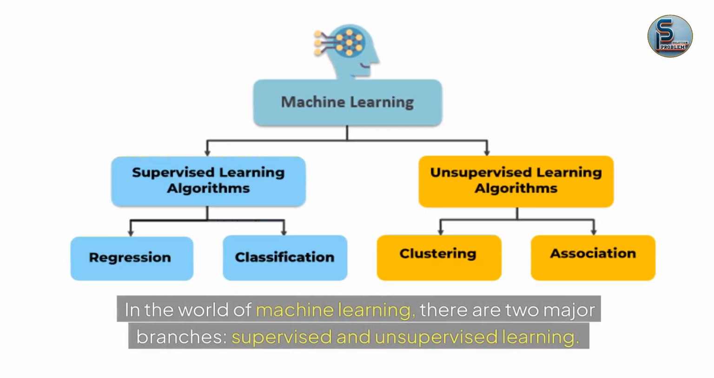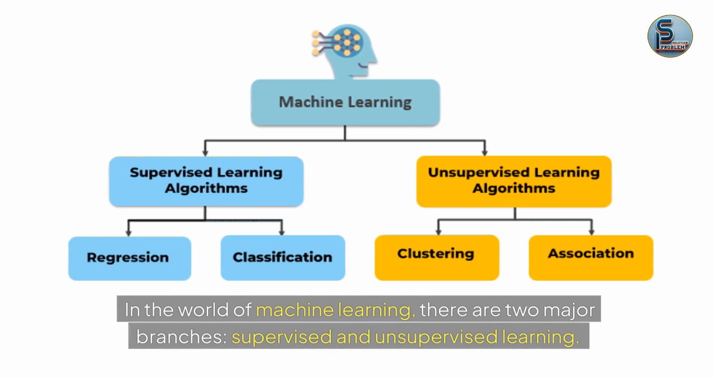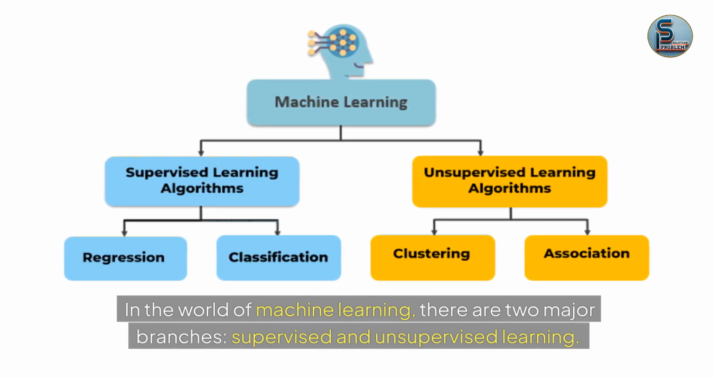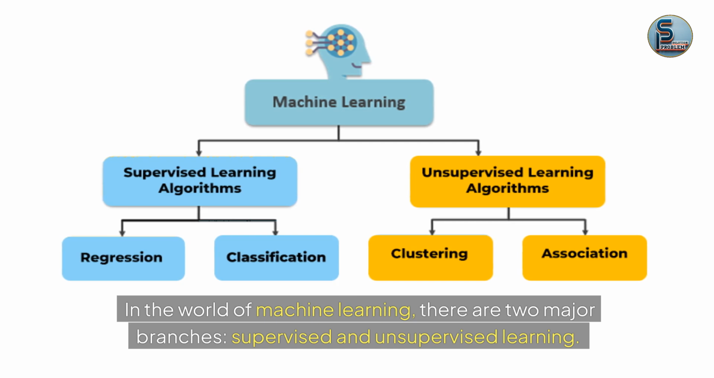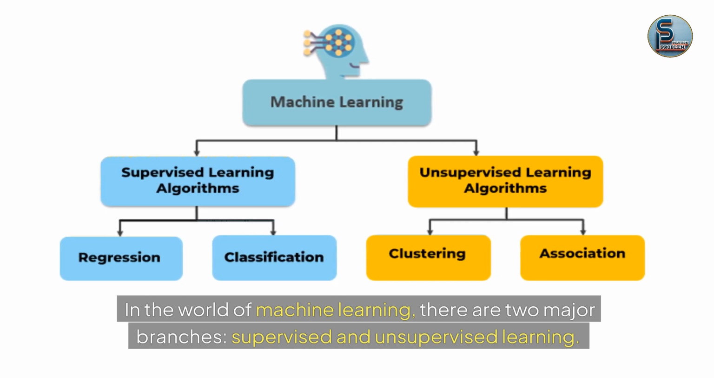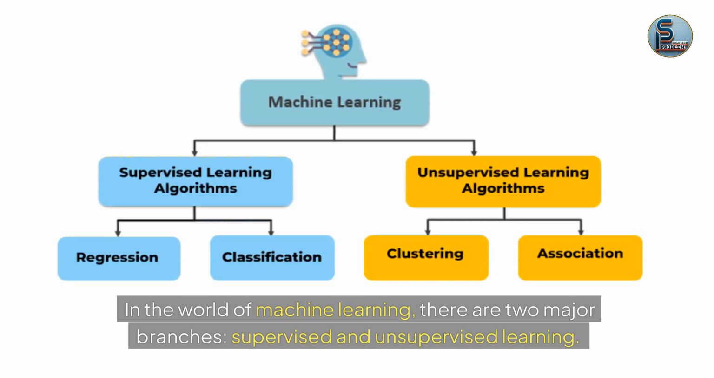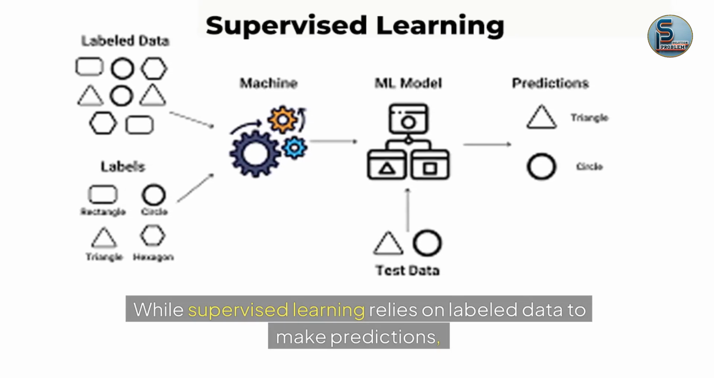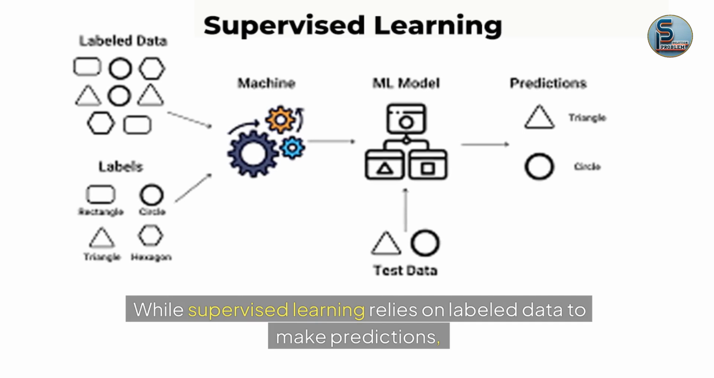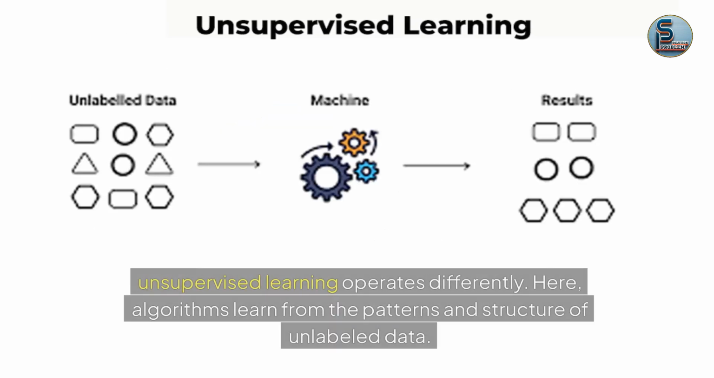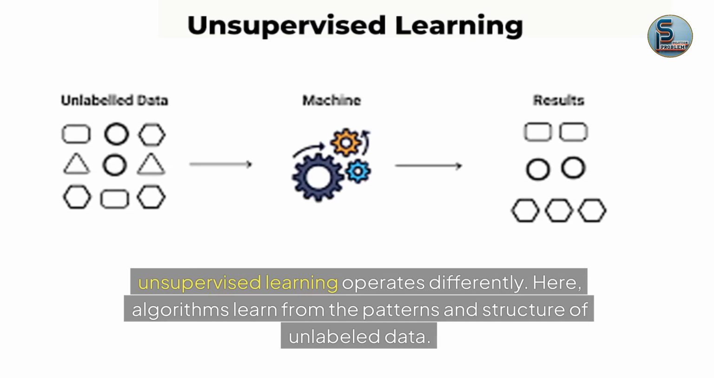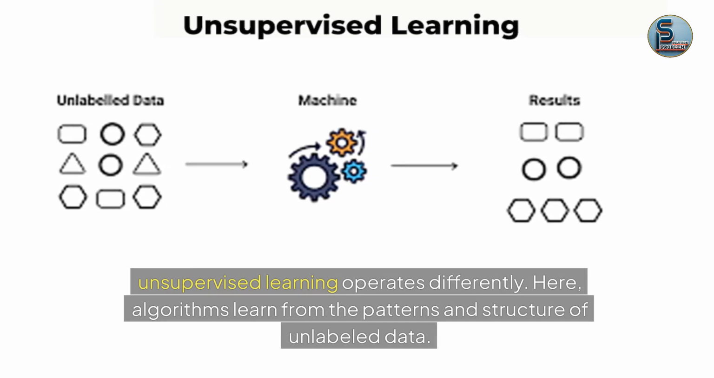In the world of machine learning, there are two major branches: supervised and unsupervised learning. While supervised learning relies on labeled data to make predictions, unsupervised learning operates differently. Here, algorithms learn from the patterns and structure of unlabeled data.